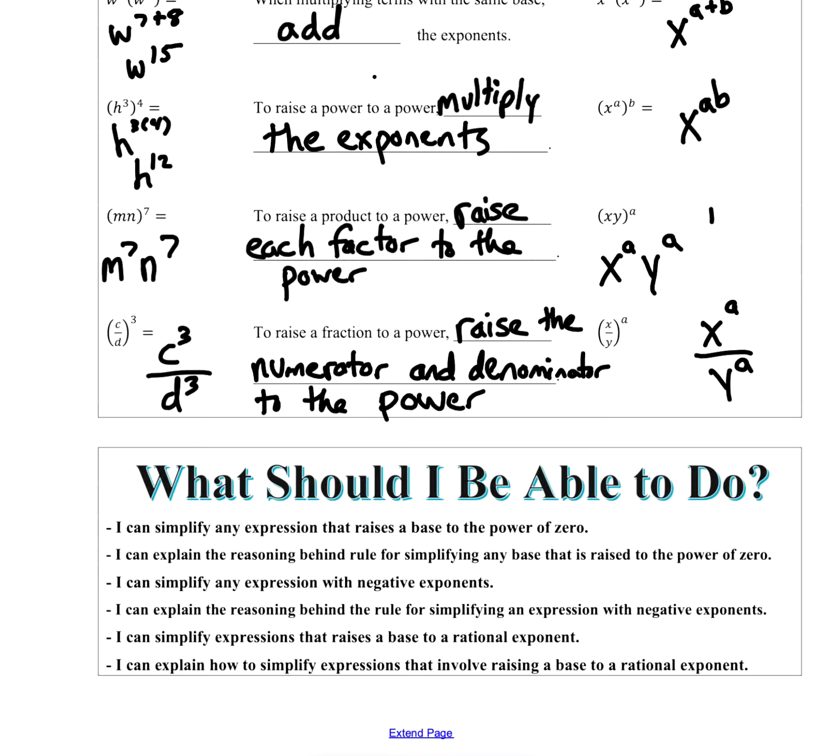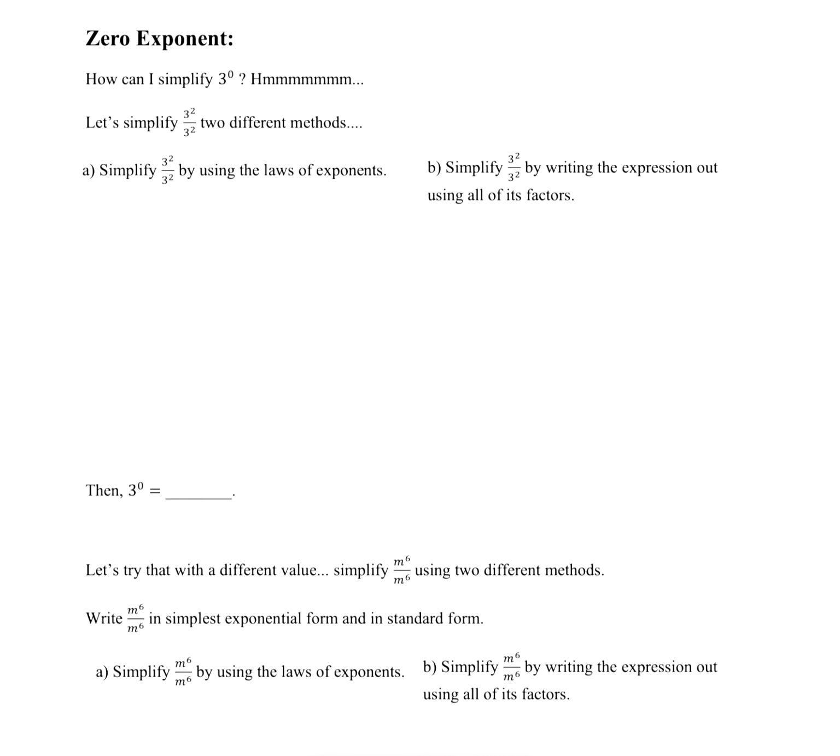Now we're going to go into the 0 exponent. So let's go to the next page. Let's take a look at simplifying a base to an exponent of 0. So for example, 3 to the 0 power. We're going to look into that by first simplifying 3 to the second over 3 to the second. So I want you guys to take a couple minutes, simplify 3 to the second divided by 3 to the second using laws of exponents, and then also in part B by writing the expression out using all of its factors. Pause the video and play it once you're done.